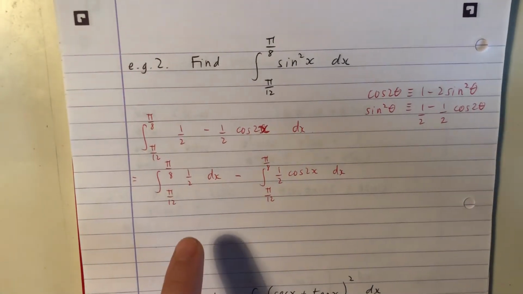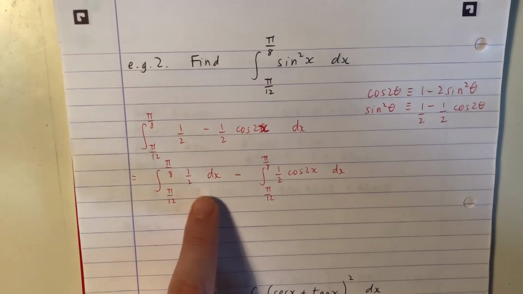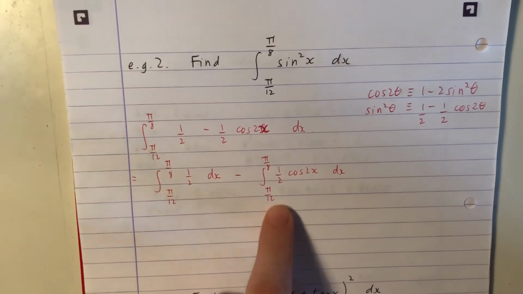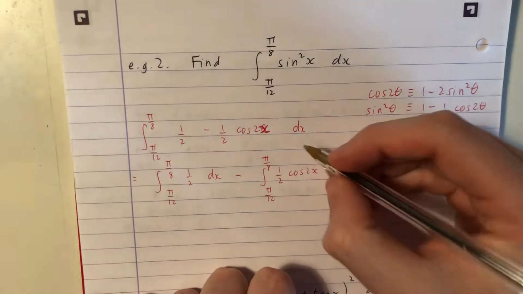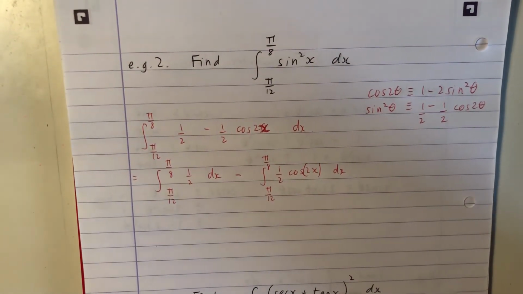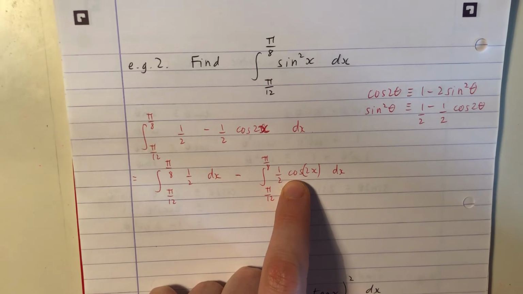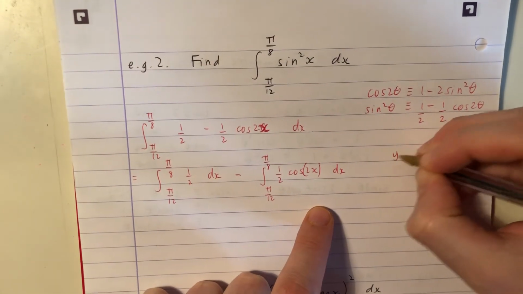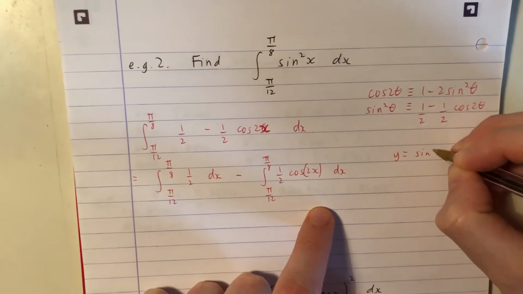Now you can definitely integrate this, but you're going to have to use a guess for this one. So cos 2x, where the 2x is in the bracket, you can have a guess at. You should know that cos integrates to sine, so let's guess sine 2x.